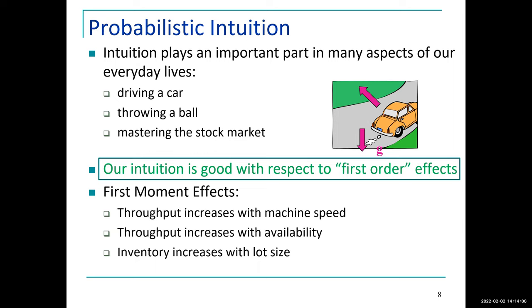Also, throughput increases with availability. If we have more machines and more operators available, and we bring more parts into the system, we should have a higher throughput. Inventory increases with lot size. As we produce more units and the lot size is greater, inventory should increase. So our intuition is good with respect to first order effects.